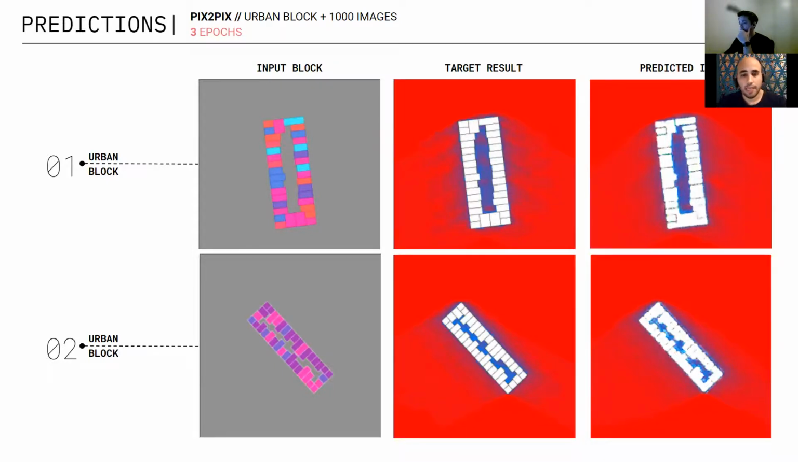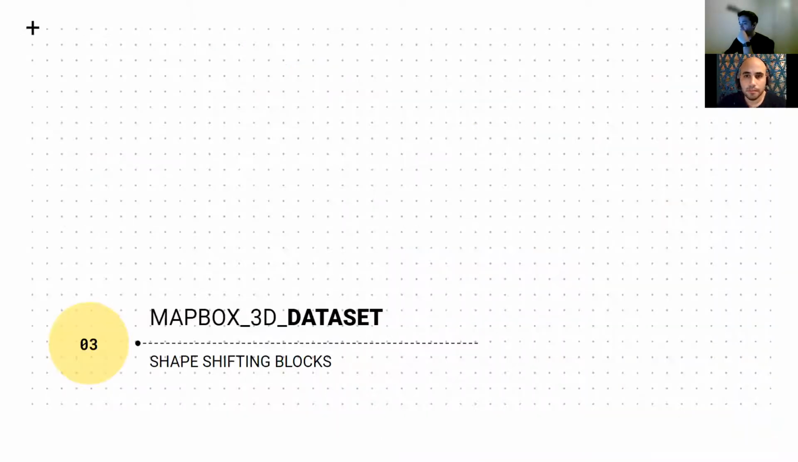So we have on the left the input colored block with different heights. And then in the middle, we have the target, and on the right, we have the predicted values. And then after testing the model, we went to Mapbox to generate our real urban blocks dataset.